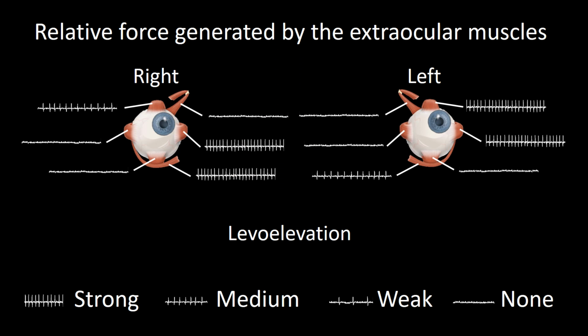The horizontal position of the eyes is kept by the right medial rectus and left lateral rectus, while the vertical position is kept by a combination of elevator contractions, the inferior oblique predominating in the right eye and the superior rectus in the left eye.